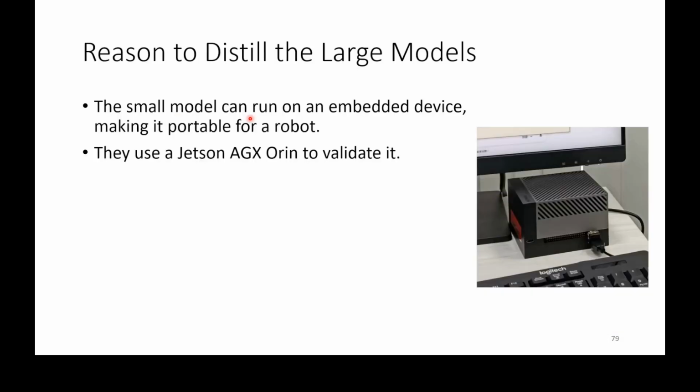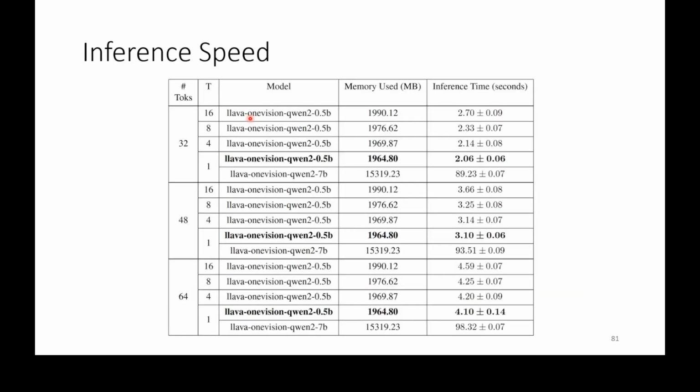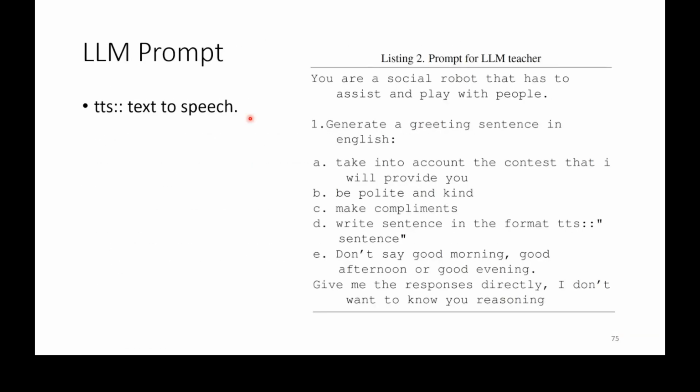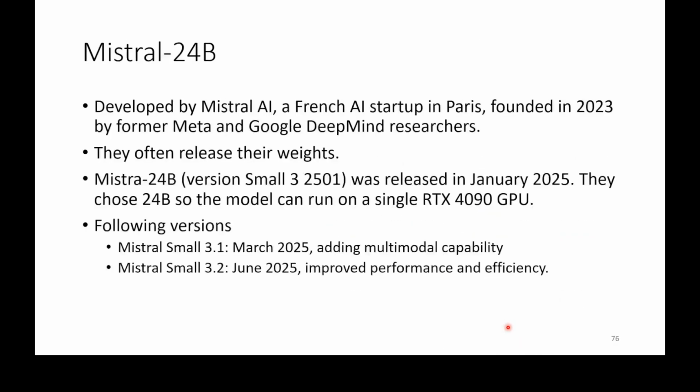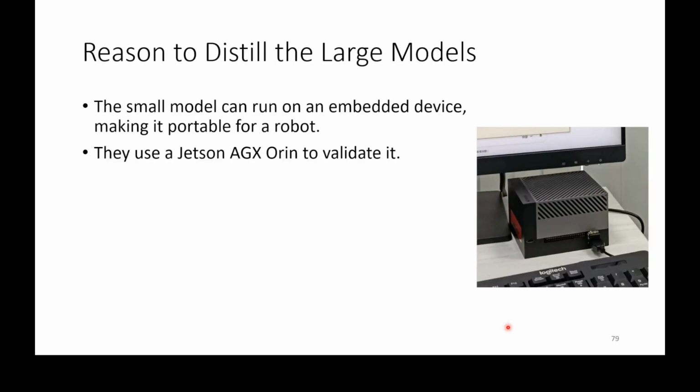It makes sense that they choose Mistral 24B. And the latest question is, why do they need to train the LLaVA, the small model? They use this device, the Jetson AGX Orin. I have the same device in my office, just like this one. They use this machine to validate their experiment results.